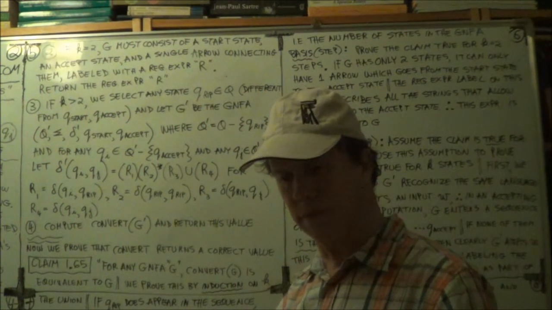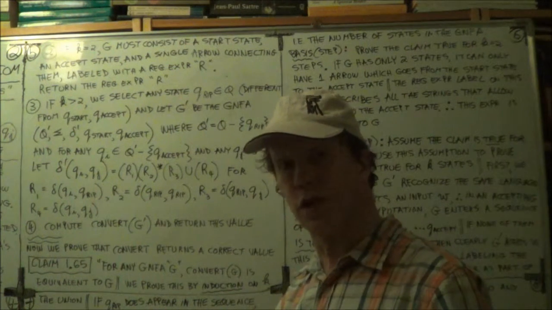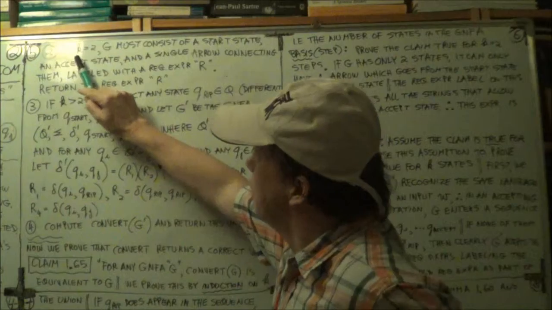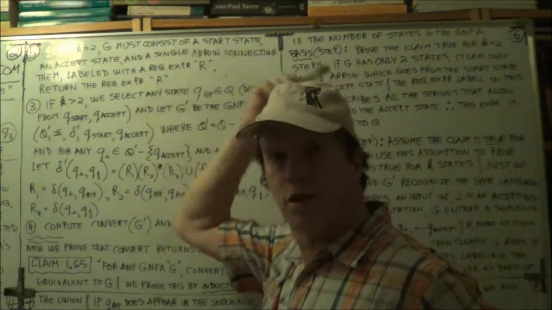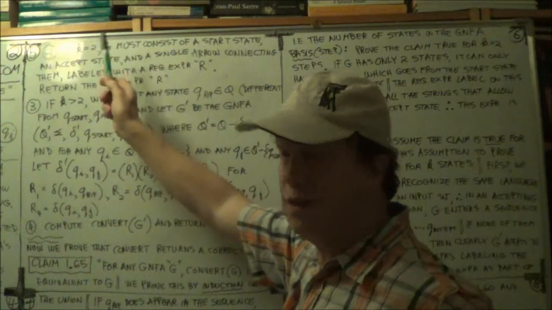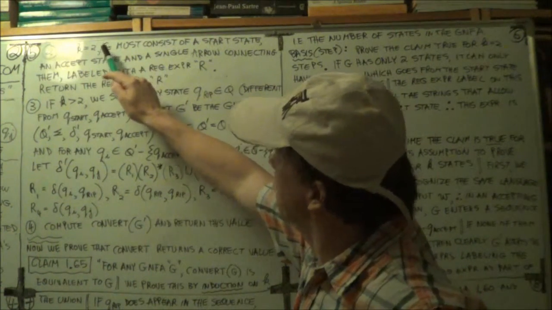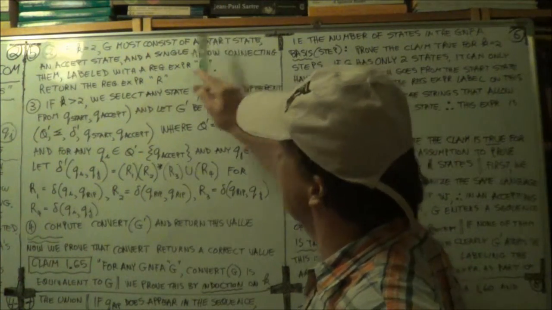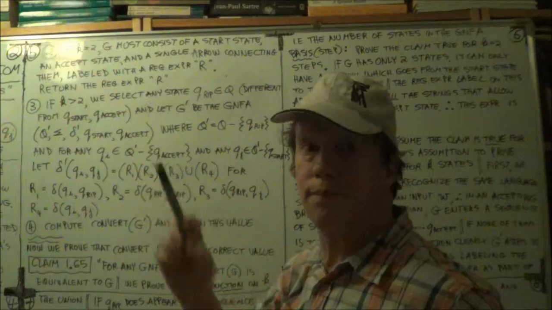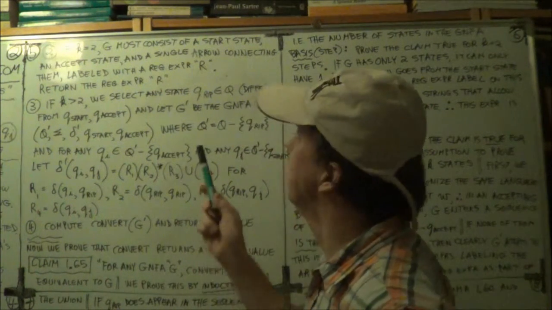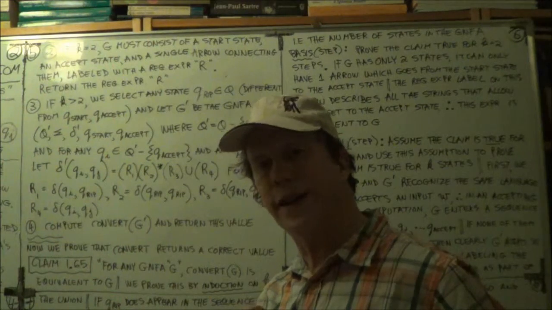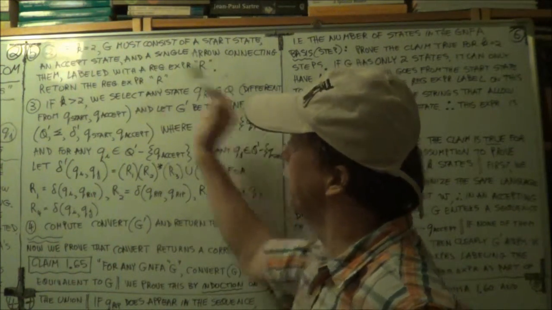you're inside the convert instructions, the program, the procedure, the recipe, the algorithm. And you check if K equals two. This is the check that stops the infinite regress. So if K equals two, the number of states in your GNFA is two, then your G must have a start state and an accept state, and that's it. No other states. And therefore, just a single transition arrow between the start state and the accept state, and that will be labeled with a regular expression R. And it's that regular expression R that returns.